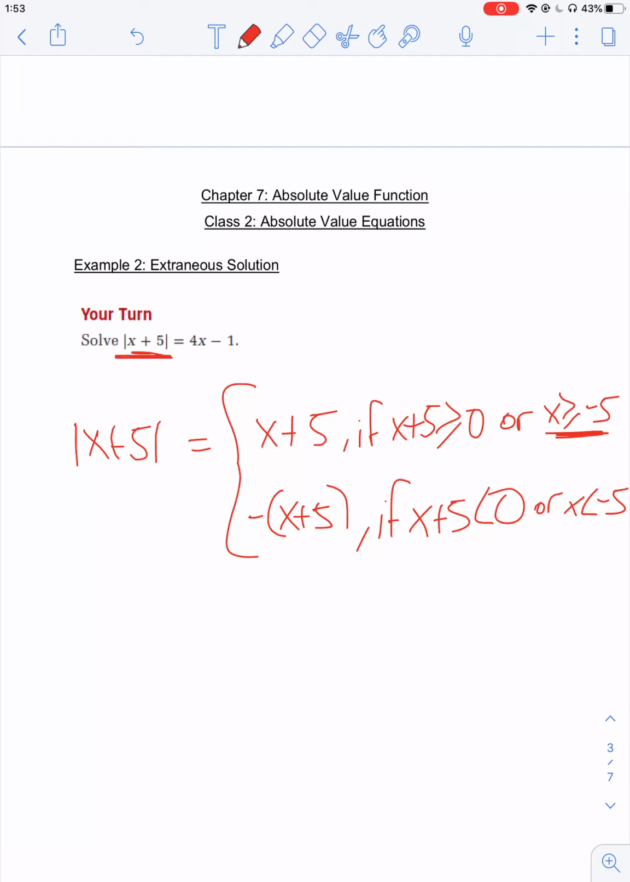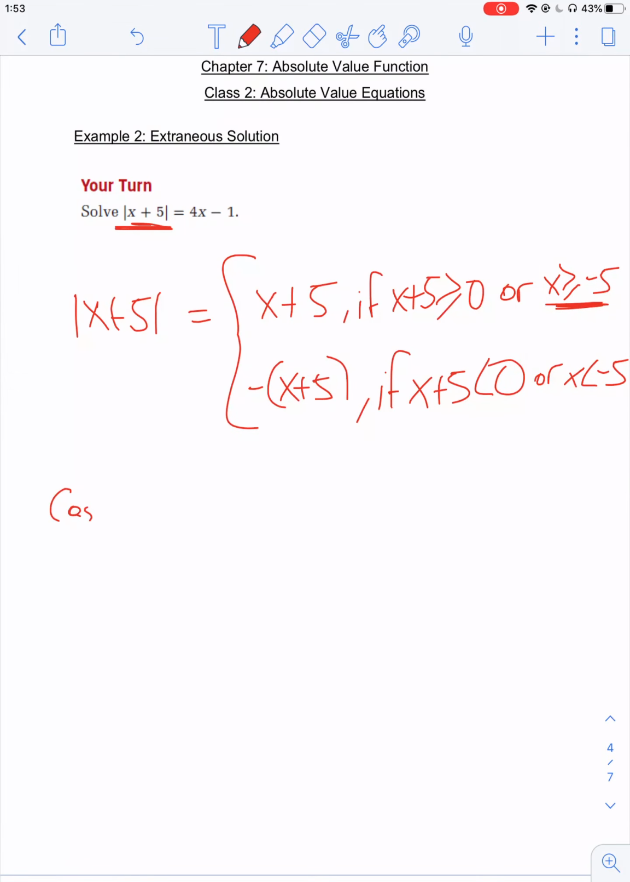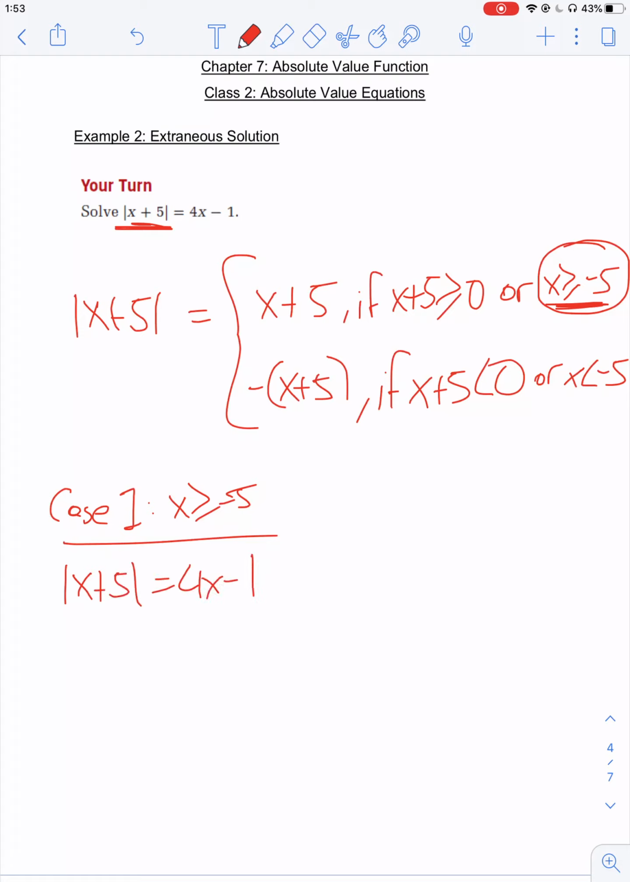So case one, this is super important, so make sure you're using this. Case one is when x is greater than or equal to -5. I'm assuming that x is greater than or equal to -5. If that's the case, then this equation, the absolute value of x plus 5 equals 4x minus 1, can be rewritten as just x plus 5 equals 4x minus 1, and then just solve for x.